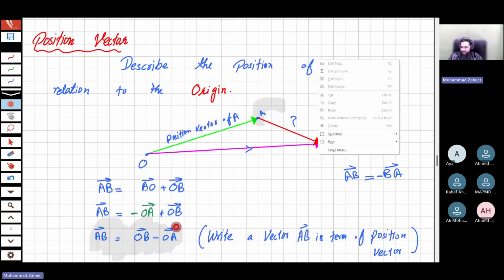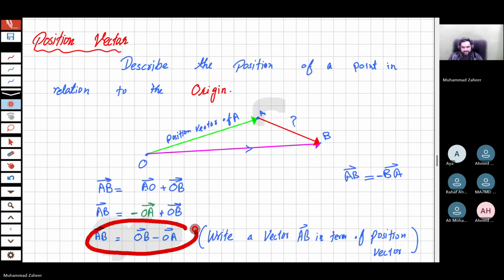Anyone having a question about this thing? Yes, Ali Muhammad, Ahmed, clear. Hamza, Rahaf Ahmed, Ayad Faullah, Muhammad Nagi.